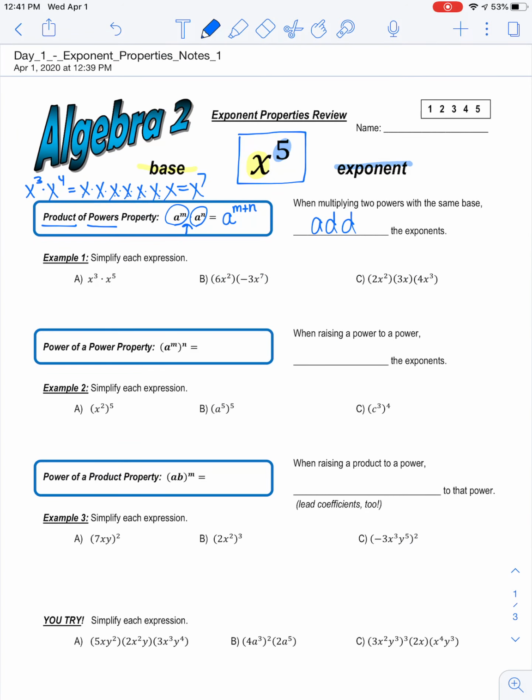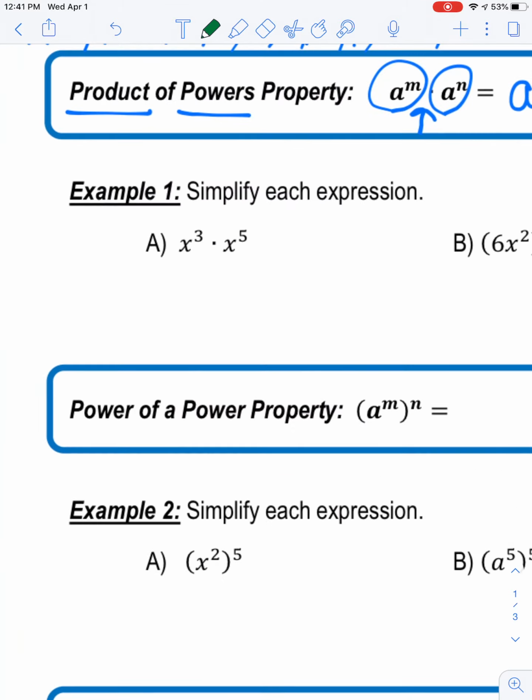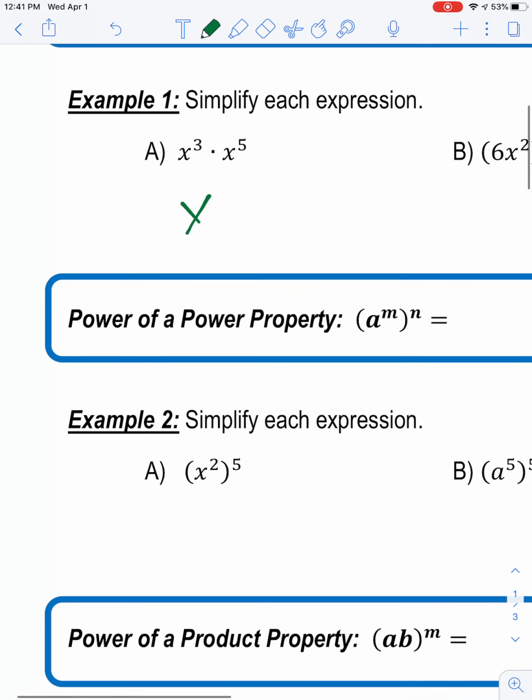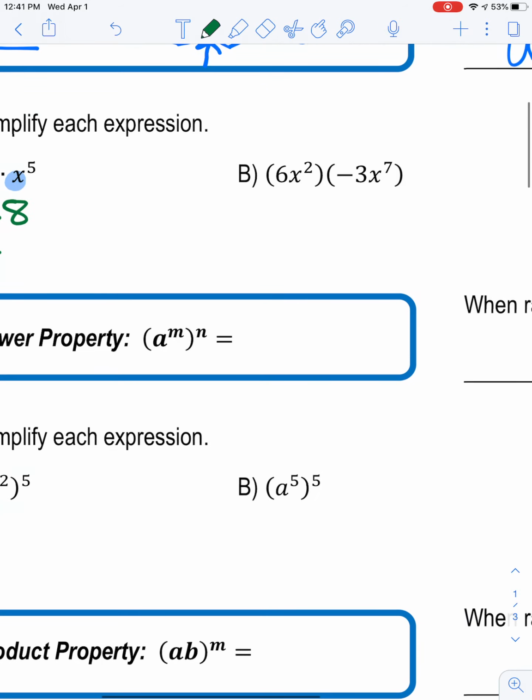We have 3 examples to practice this. Our first example is very similar to the one I just did above. If we have x to the third times x to the fifth, we would add 3 plus 5 and get x to the eighth. So we're multiplying two powers that have the same base. Make sure these bases are the same first, and then just add 3 and 5.